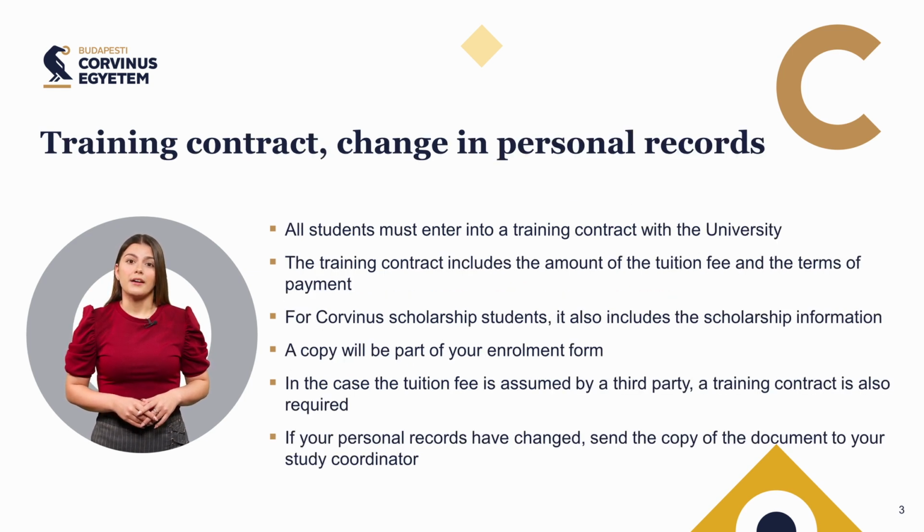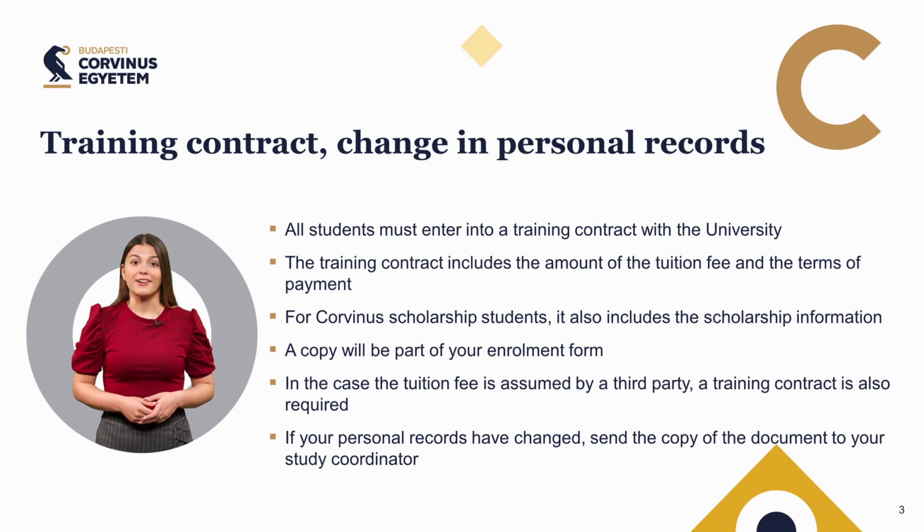In addition to filling out the enrollment form, you must also enter into a training contract. This is a contract between you and the university that includes the amount of tuition fee, the terms of payment, and if you have been admitted to a Corvinus scholarship, the scholarship information. If a third party pays your tuition fee, you still need to sign the training contract. This contract is part of your enrollment form, 2 copies of which are required, one of which is yours after it has been countersigned by the university.